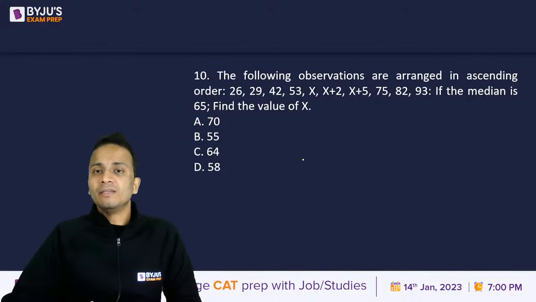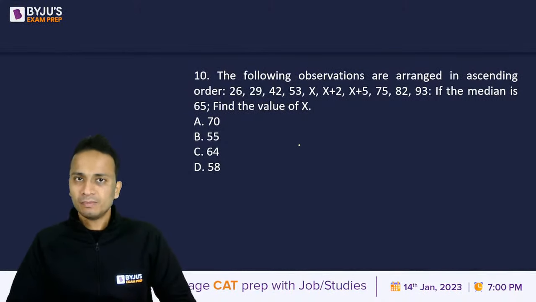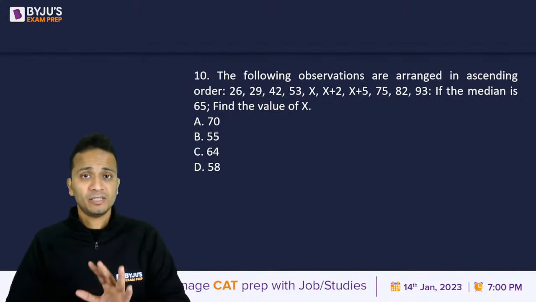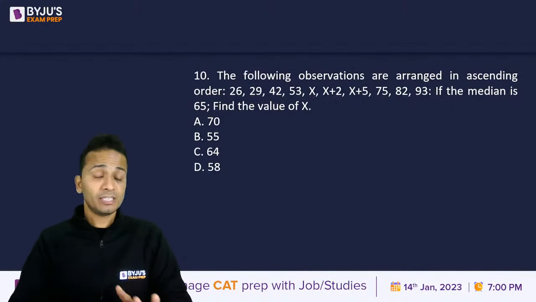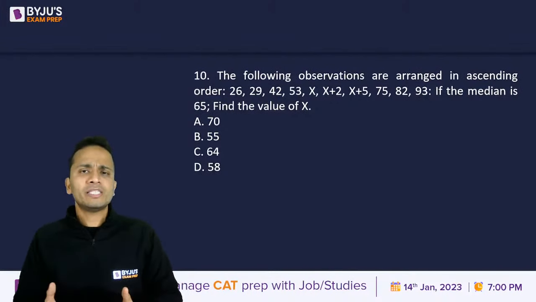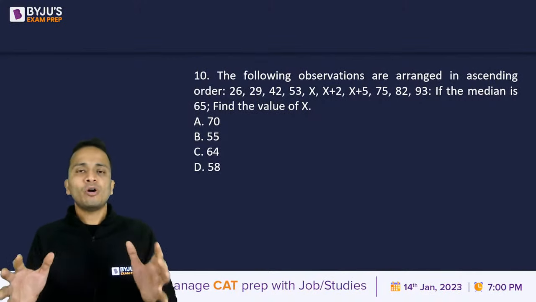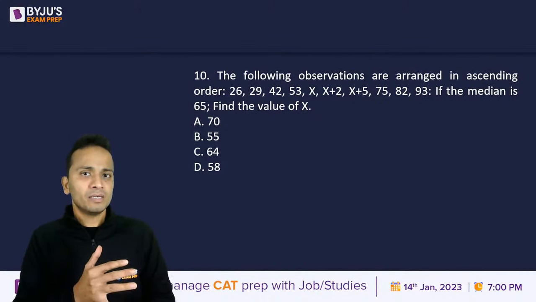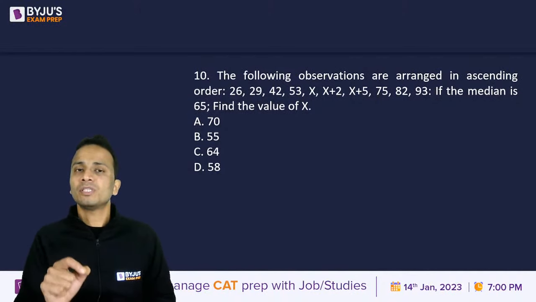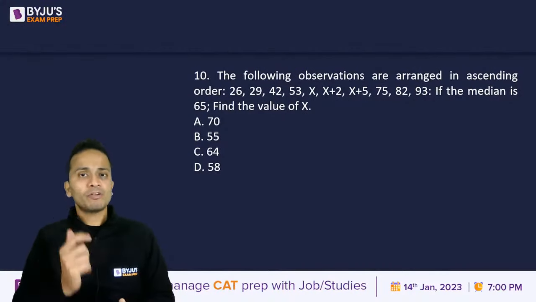Now, what is the median in a given set of data? The median is the middle term if the number of terms is odd. This is a catch here. Listen to it very carefully. So if all the terms are arranged in ascending order or descending order, then the median of this set of observations is always the middle term if the number of terms is odd. Because if the number of terms is odd, then there will be a single middle term. But in our case, the number of terms is even.